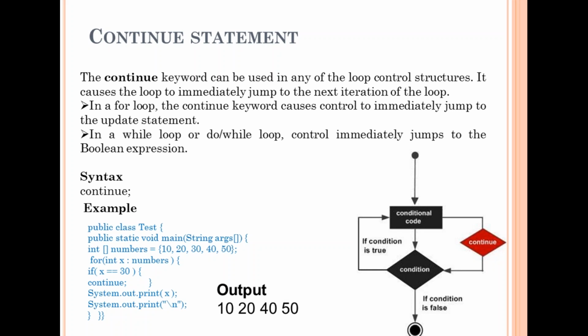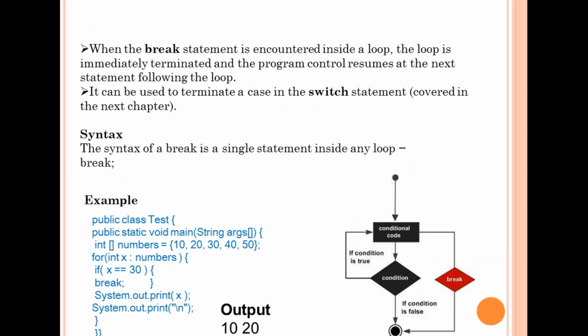So as we can see, we have a for loop and the same previous example with an array of numbers 10, 20, 30, 40 and 50. When x is equal to 30, it continues the code and skips the 30 and continues from 40 and 50. So that's how you can use the continue statement and the break statement.